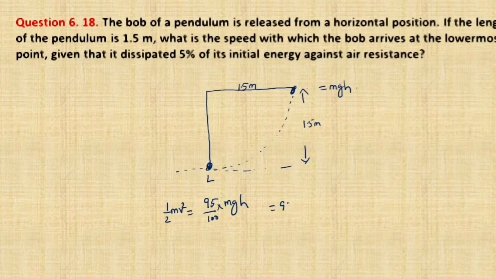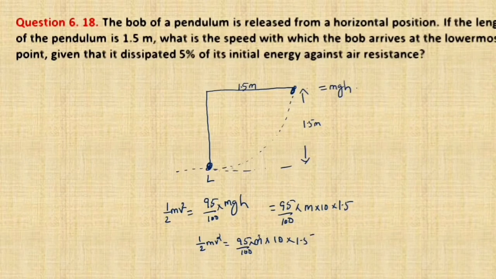That is equal to 95 divided by 100 into m into g, where m is the mass of the bulb. g you take as 10, into height, which is equal to what? 1.5 meter, right? So we can write here half mv square is equal to 95 divided by 100 m into g. g is 10 into 1.5. Here m cancels. Therefore, what is it asking for? At what speed the bulb arrives.